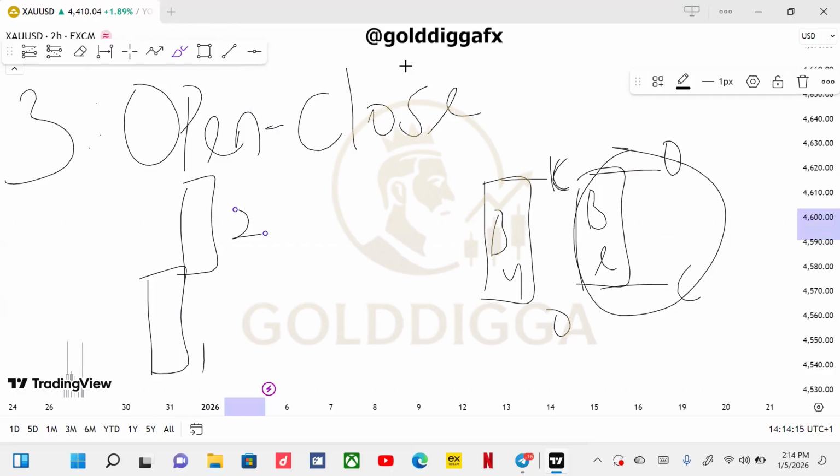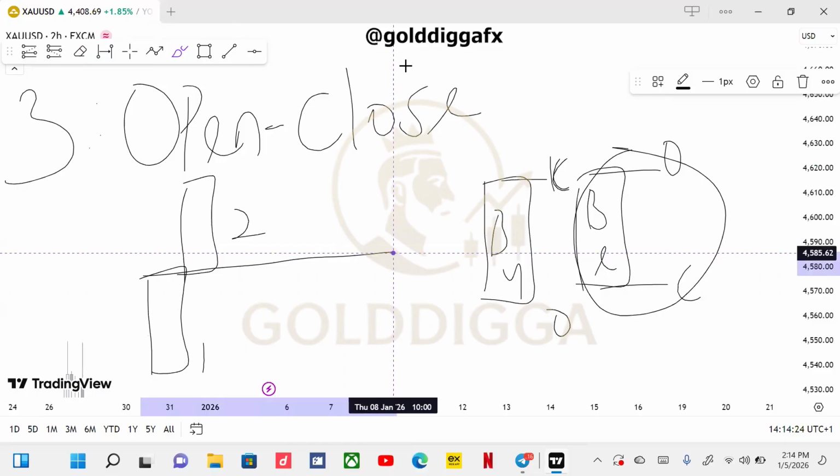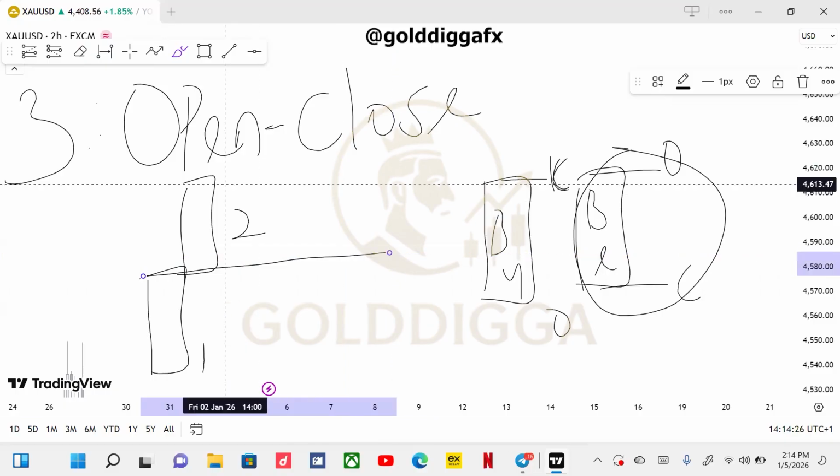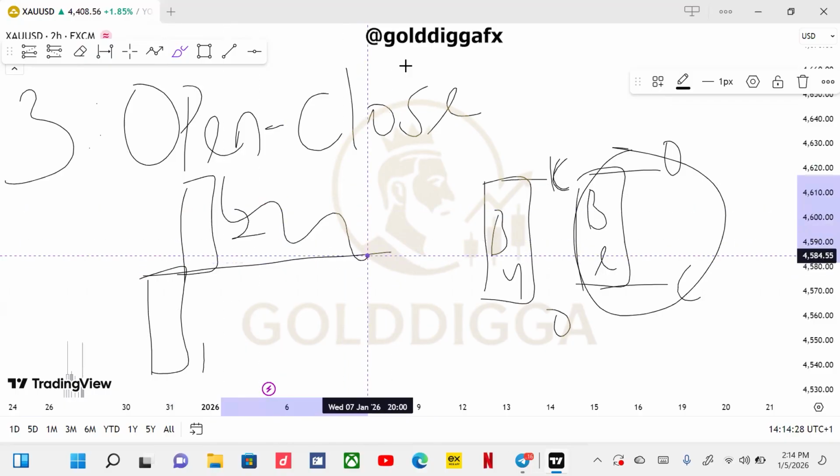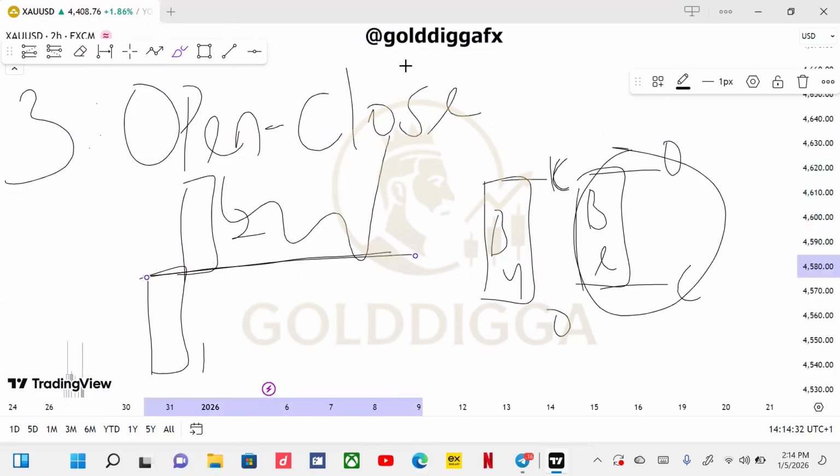And just like before, we deal with the closing price of candle one, which is where bullish candles close above. Remember, the closing price of candle one is your level. So once price comes back here, you expect it to buy when it comes back here. And this is for the open close, right?